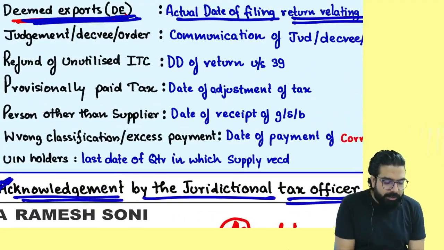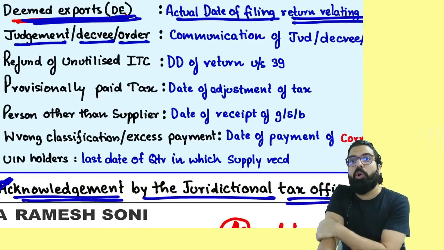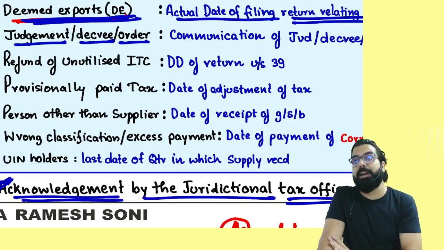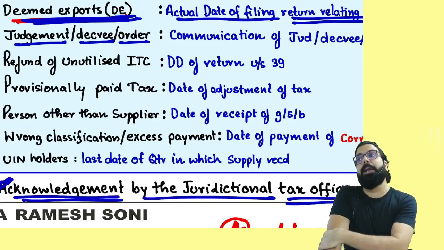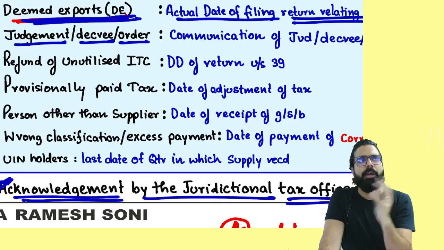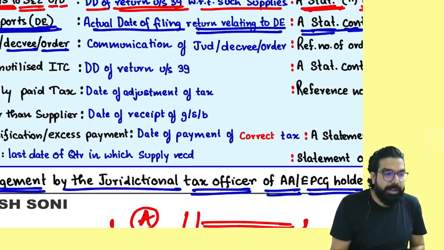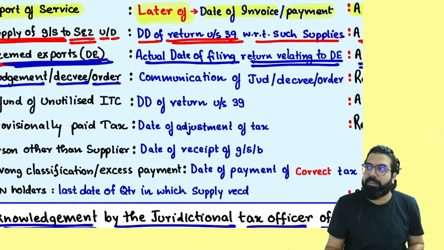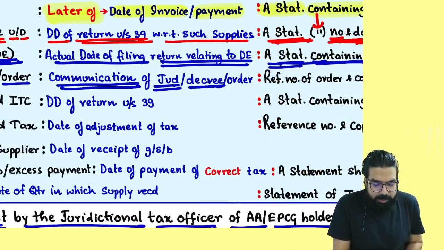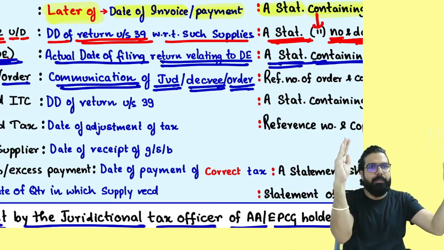The next one is judgment, decree or order. For example, a court order came, and earlier you had paid a pre-deposit. You remember pre-deposit, you had paid some, 10%, 20%, and after the court order came, the pre-deposit, or the 100% tax that was paid, will be refunded to you. So if because of a judgment, decree or order a refund is to be given to you, then from the date of communication of the judgment, decree or order, the day the judgment was given to you, you should apply within 2 years.